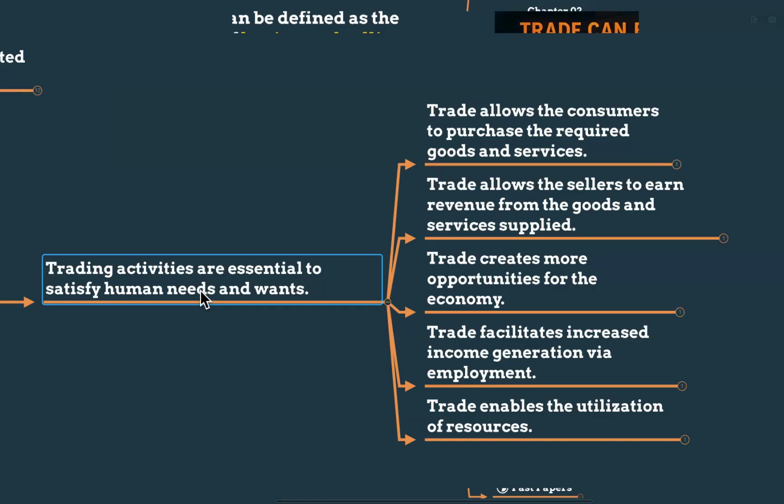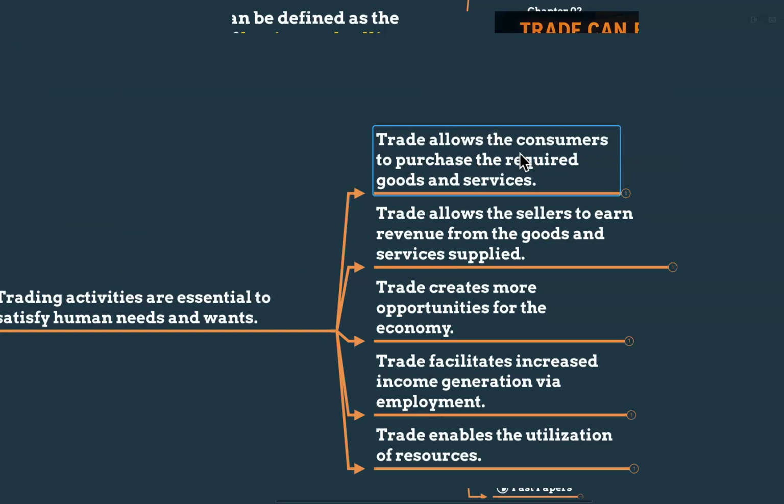So Sri Lanka imports fuel because we don't produce oil, but we export tea, that others can't grow in their countries. So that's the essential activities. It's an essential activity. If we want to fulfill the needs and wants, every country should do trade with other countries also. So that's what I'm mentioning here.